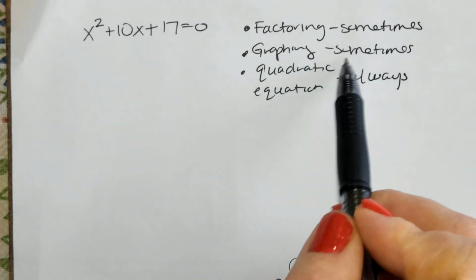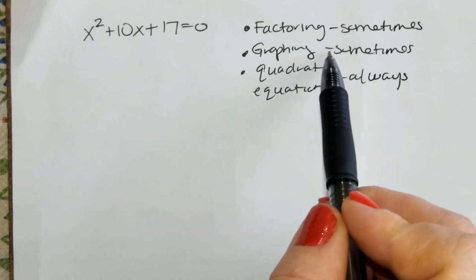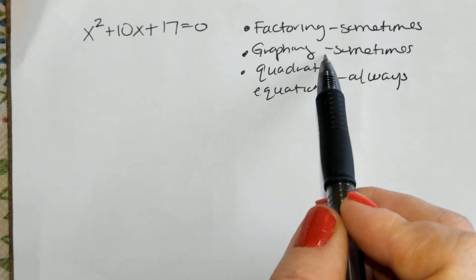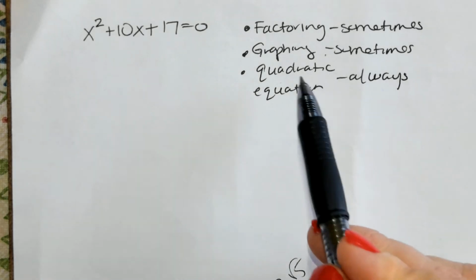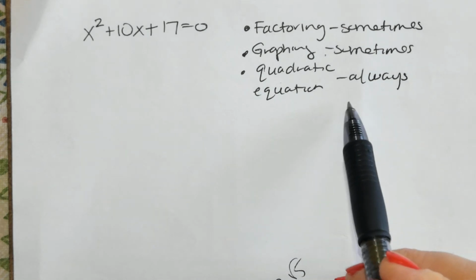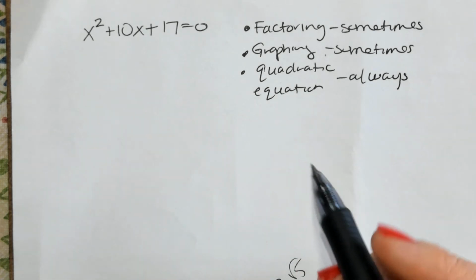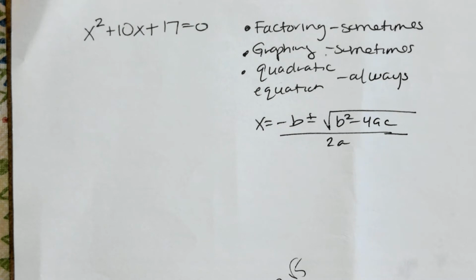Graphing sometimes works. This is if we don't want to give an answer that is going to have to be rounded. And quadratic equations will always work. So you can always use the quadratic equation. Here's the quadratic equation as a quick review.